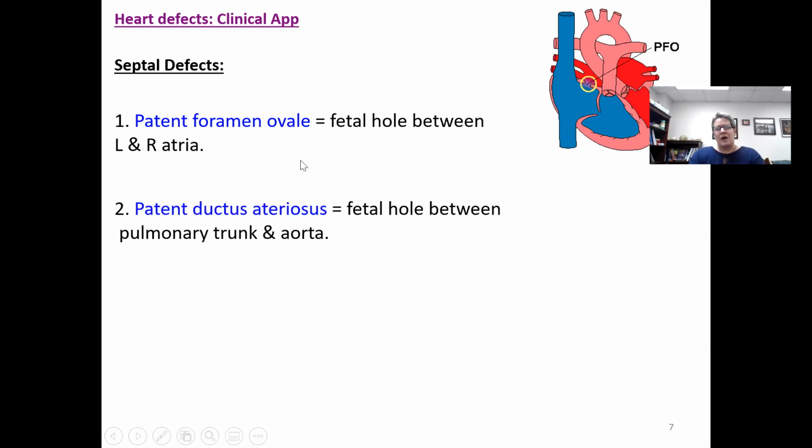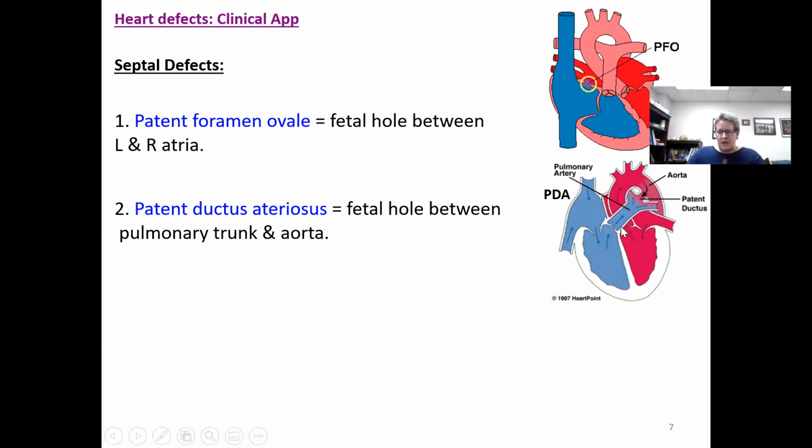Okay, another common septal defect is a hole between the pulmonary trunk and the aorta. So here we've got the pulmonary trunk. Here's the aorta. And what we've got is a hole between the two. Now, let me back up here and explain why this is a bad thing.